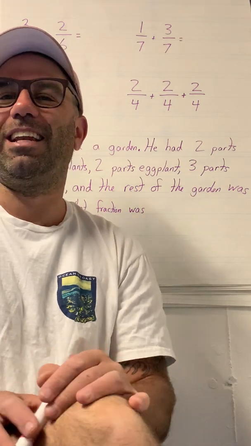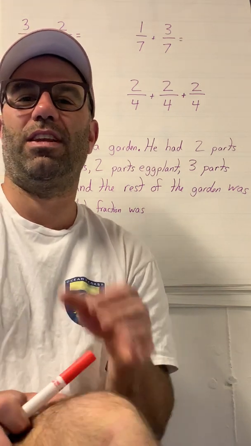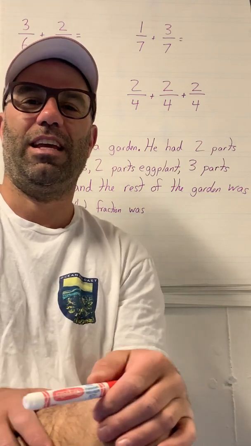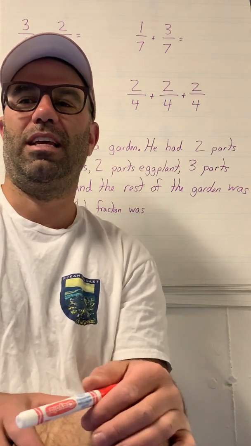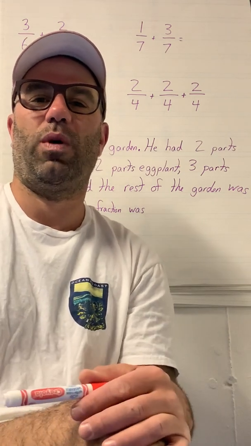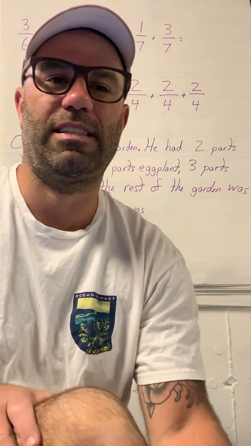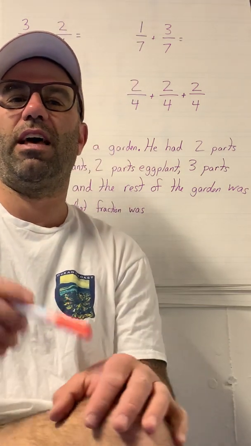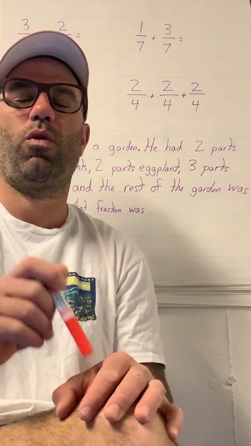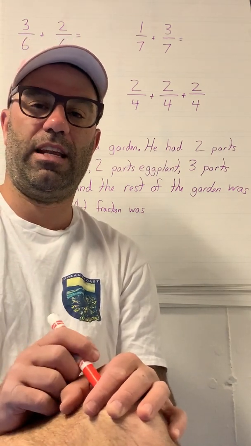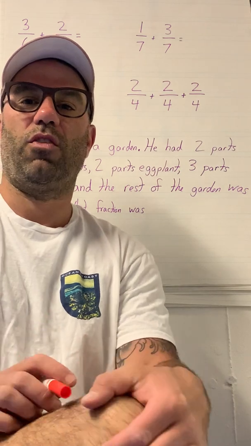9, 18, 27, 36, 45, 54, 63, 72, 81, 90, 99, 108. 10, 20, 30, 40, 50, 60, 70, 80, 90, 100, 110, 120. Let's go 11s. 11, 22, 33, 44, 55, 66, 77, 88, 99, 110, 121, 132.